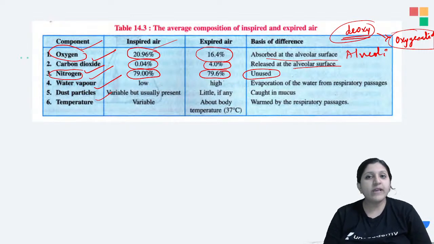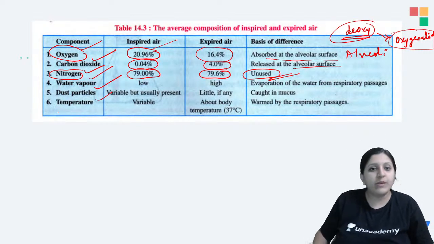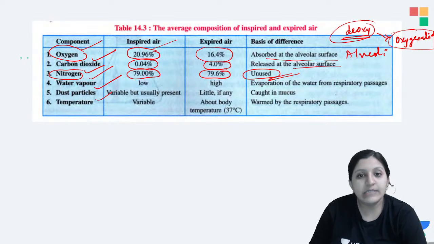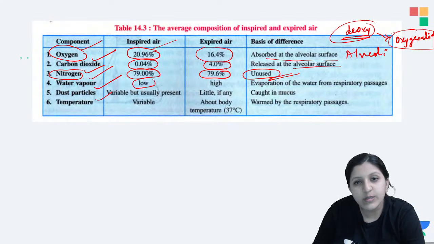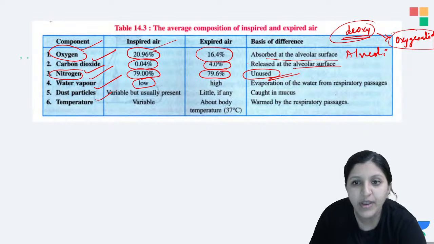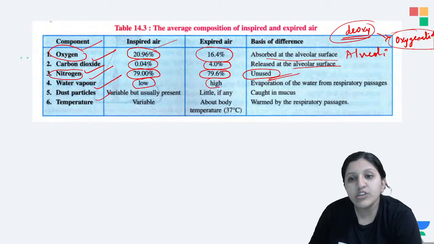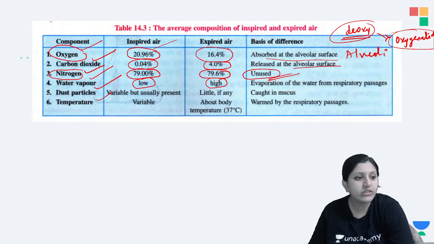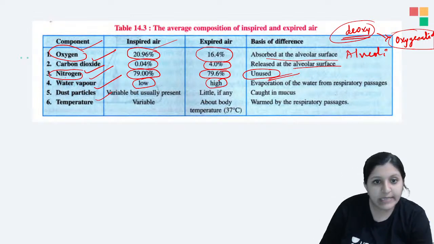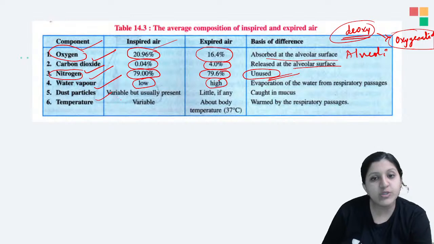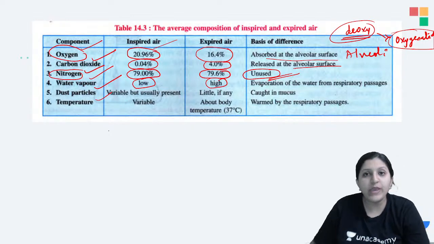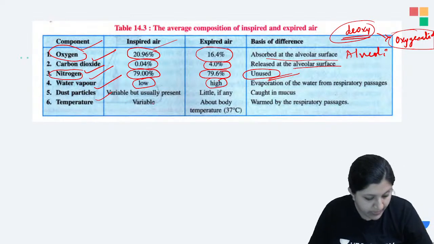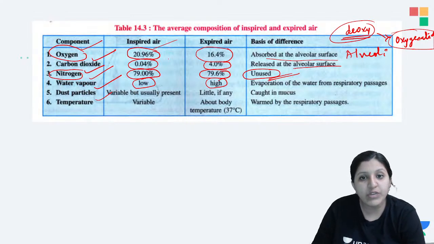Okay, so that is why the percentage has increased here, so it is completely unused. Then when we talk about water vapor, it is basically low here. So there is a low concentration of water vapor we can find, and here the concentration of water vapor is high. Okay, so a higher concentration of water vapor we can find. Then dust particles, when we mention them, are variable but usually present, so we can find some amount of dust particles. So there is again a variation which we can see here.